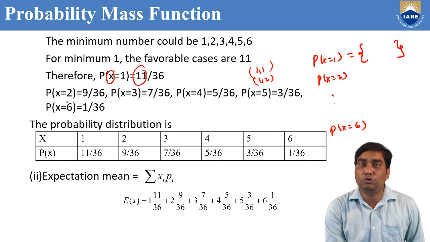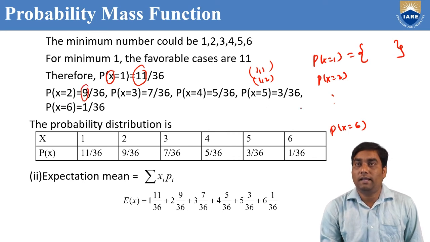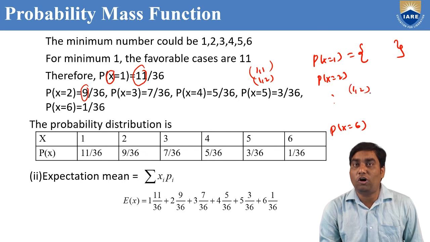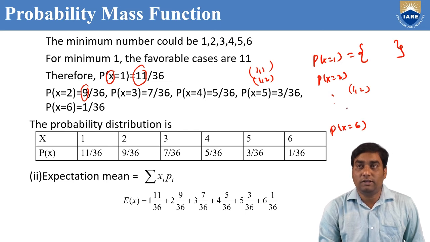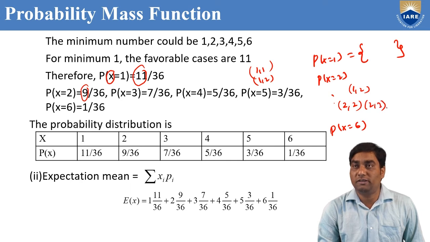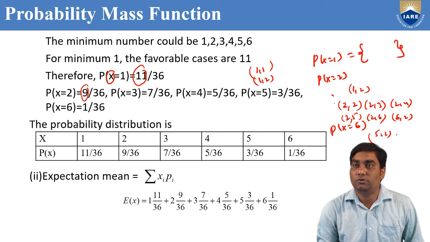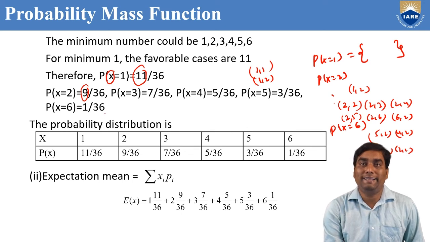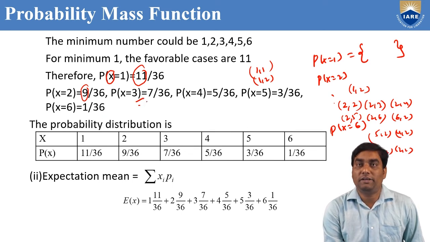Now the minimum is 2, not 1. P of x equal to 2. Total cases are 9. Suppose if you take 1 comma 2, this is not under P of x equal to 2, because here 1 is the minimum. So you can start with 2 comma 2, 2 is minimum. 2 comma 3, 2 is minimum. 2 comma 4, 2 is minimum. 2 comma 5, 2 is minimum. 2 comma 6. Similarly in reverse, 6 comma 2, 5 comma 2, 4 comma 2, 3 comma 2, 2 comma 2. Like that we have 9 values, 9 by 36. Similarly P of x equal to 3, x equal to 4, x equal to 5.